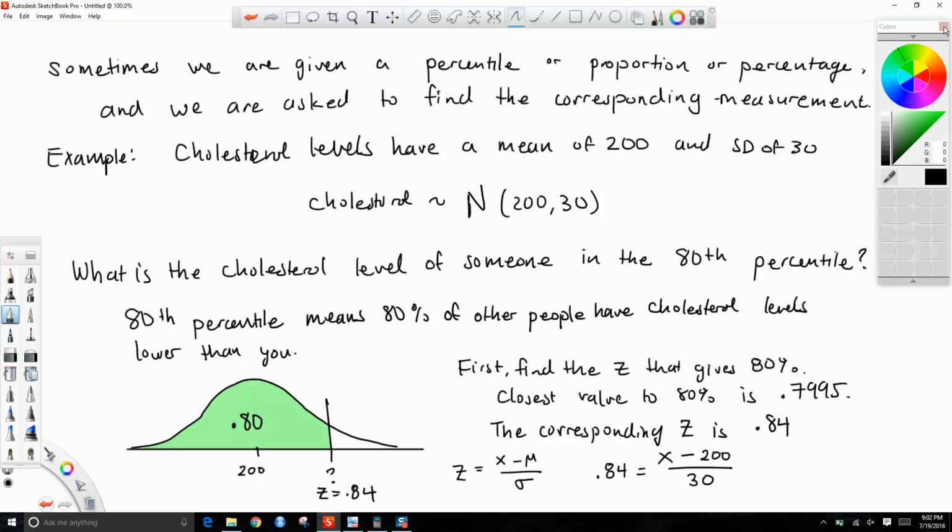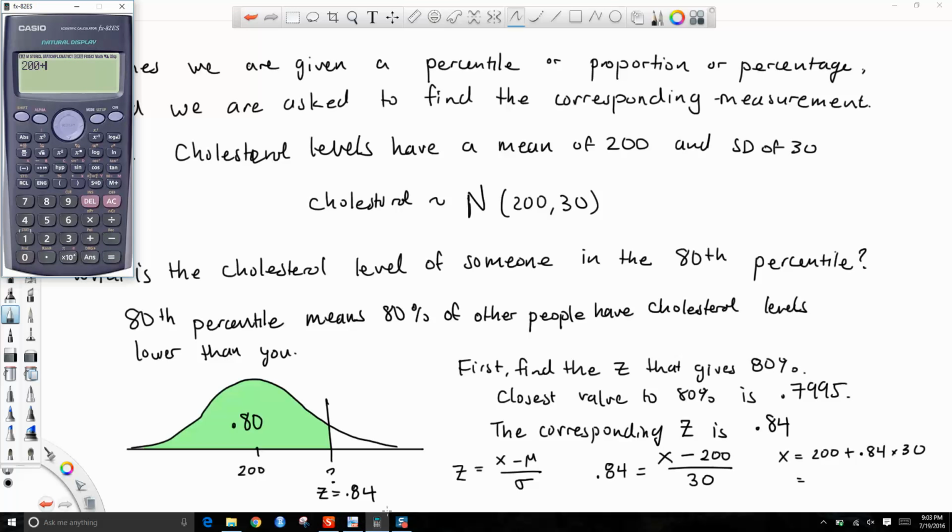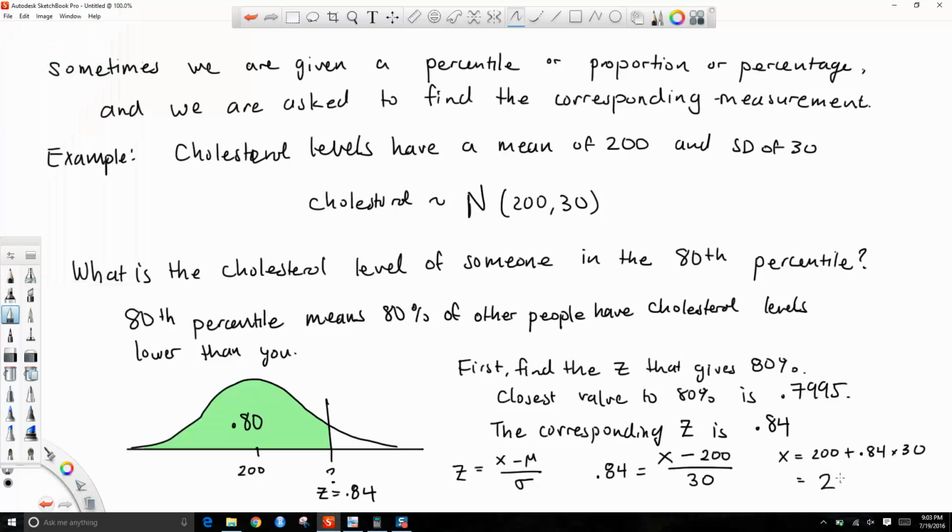So at this point it's just algebra. And if I solve for x, because I'm running out of space, I'm going to just go straight to the answer. I'm going to say x is equal to 200 plus 0.84 times 30. So let's do that. So we do 200 plus 0.84 times 30, and I get 225.2. Okay, so what is the cholesterol of someone in the 80th percentile? That person's cholesterol is 225.2.